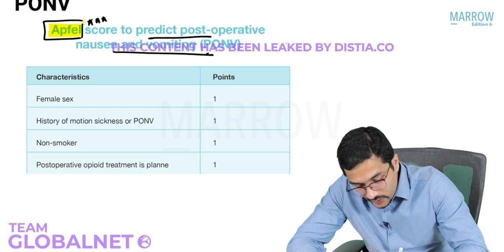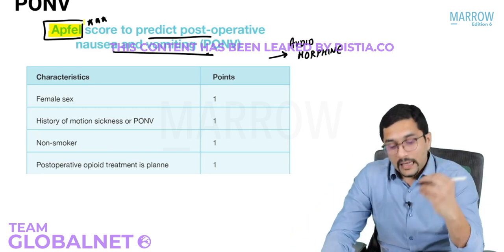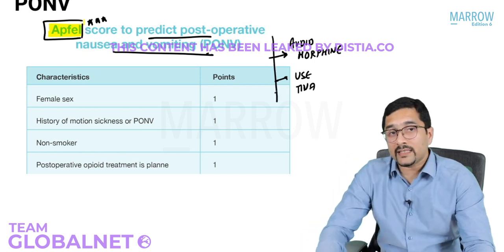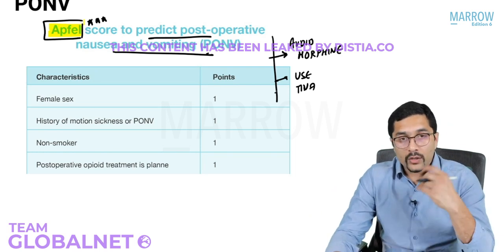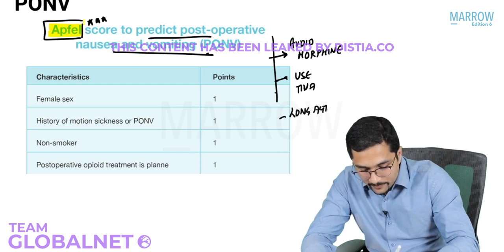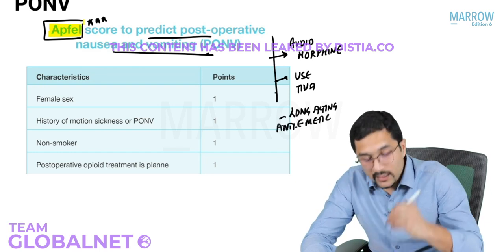And that is why we avoid agents like morphine, which can give rise to postoperative nausea and vomiting. And also I told you we use total intravenous anesthesia to reduce postoperative nausea and vomiting. Also towards the end of the case, long-acting antiemetic should be given in these patients.